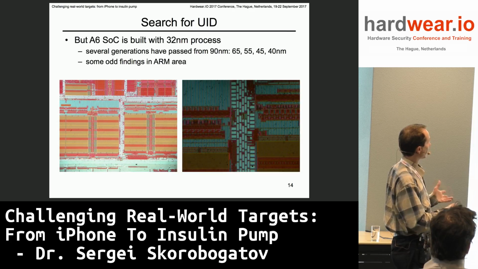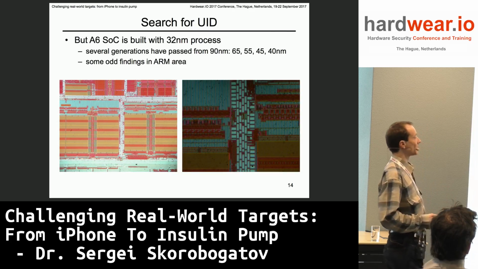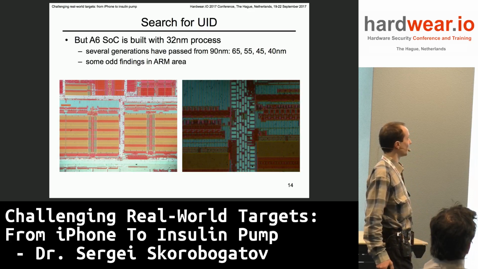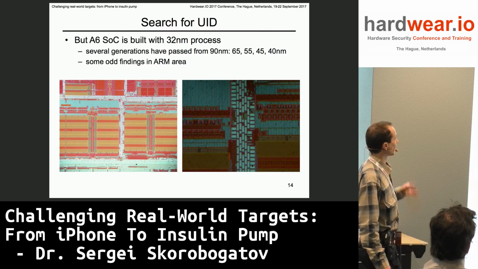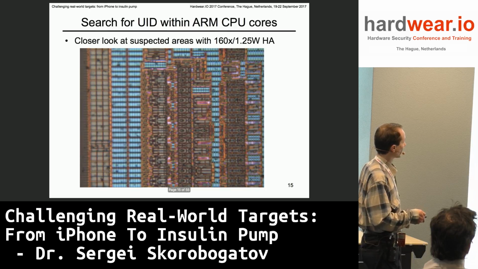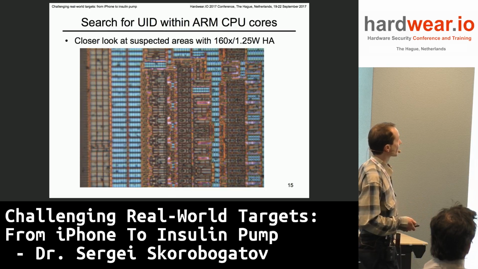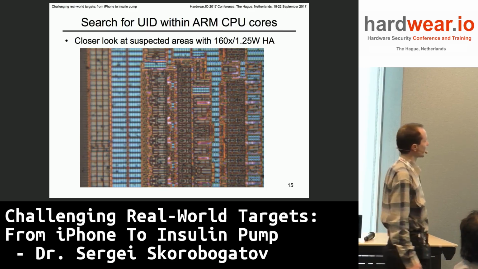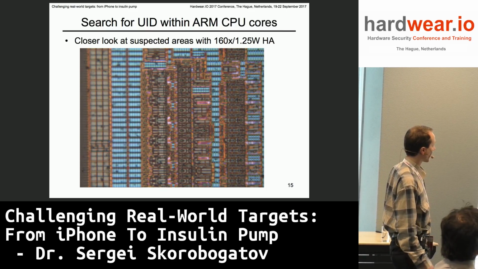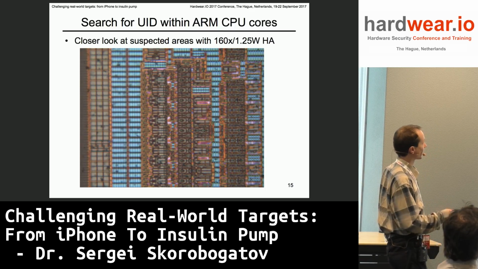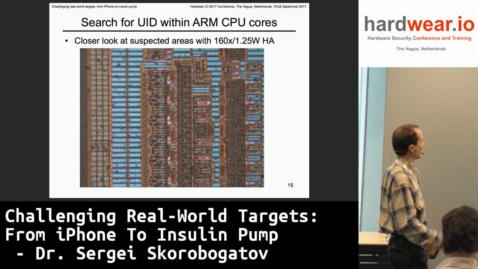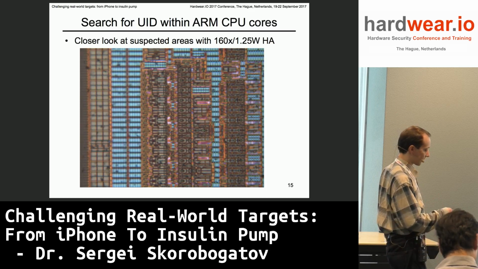But the main problem is that this CPU is built with the 32 nanometer process, and it would take enormous time and efforts to reverse engineer it and find out the key derivation algorithm and the locations for UID key. So even if you use the best optical microscope with 160x magnification and immersion lenses, you would still not be able to see much inside the chip. So you have to go with electron microscopy and make tens or even hundreds of thousands of pictures.